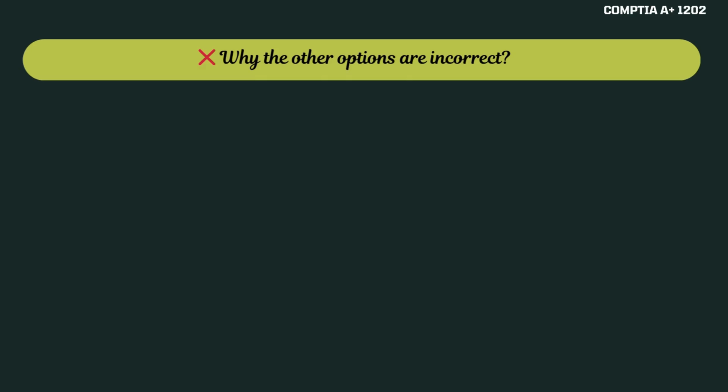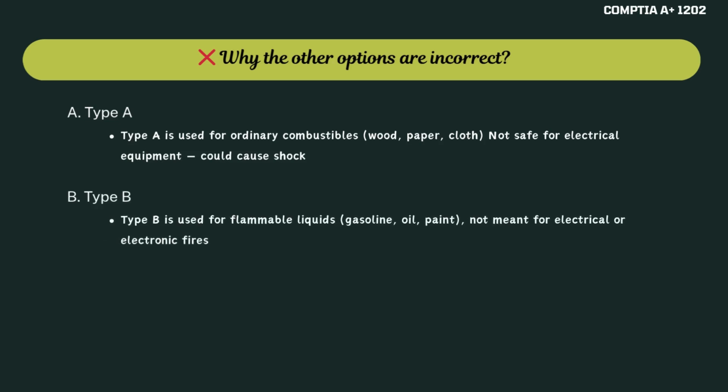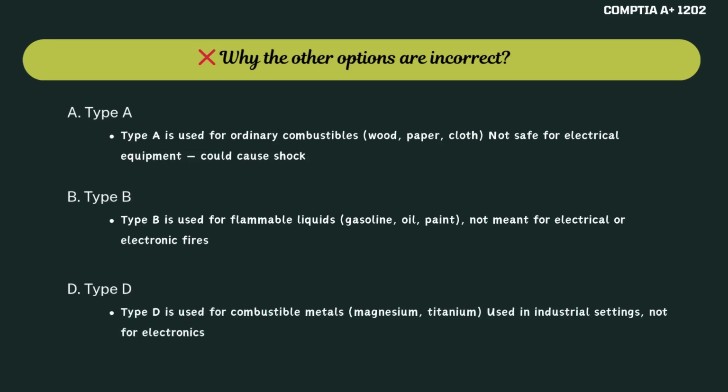Why the other options are incorrect? A. Type A. Type A is used for ordinary combustibles, wood, paper, cloth. Not safe for electrical equipment, could cause shock. B. Type B. Type B is used for flammable liquids, gasoline, oil, paint. Not meant for electrical or electronic fires. D. Type D. Type D is used for combustible metals, magnesium, titanium, used in industrial settings, not for electronics.